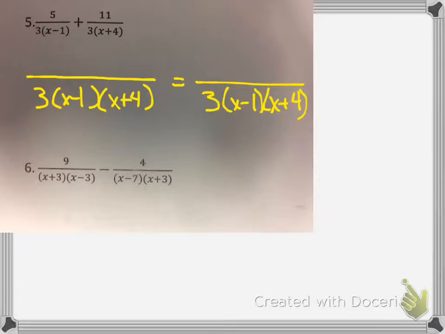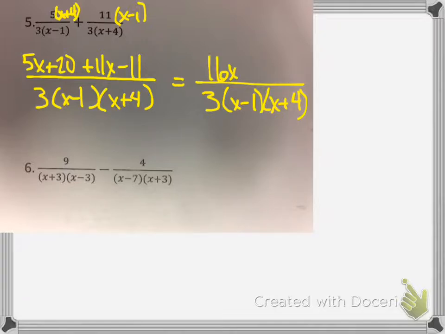Alright, so if you notice, I have these 3 things in the denominator, and I only have 2 of them in the first fraction. So what's missing? The x plus 4. So I need to multiply 5 times x plus 4, which would be 5x plus 20. The second fraction is missing that x minus 1, so I'm going to multiply the 11 by x minus 1, which would give me 11x minus 11. So now I can go, okay, what are my like terms? Well, 5x plus 11x gives me 16x. 20 minus 11 is 9. And you're done.